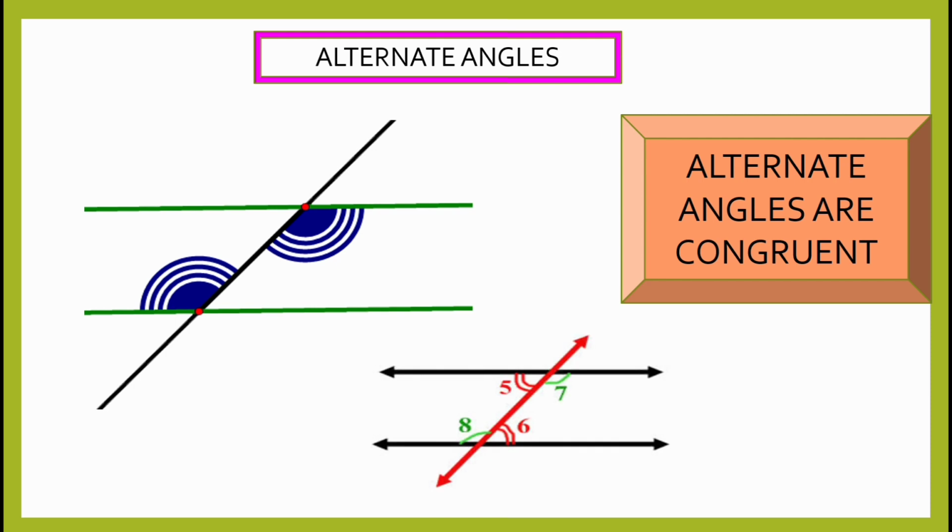Now for that purpose also let us consider this third figure. आता या फिगर मध्ये काय दाखवलेले बघा, हे जे अल्टरनेट अँगल्स आपल्याला दाखवलेले आहेत, अँगल 5 and अँगल 6 and अँगल 7 and अँगल 8. These are the alternate angles, and if we measure these alternate angles, it measures the equal. It means that the alternate angles are congruent. So this is the second property.